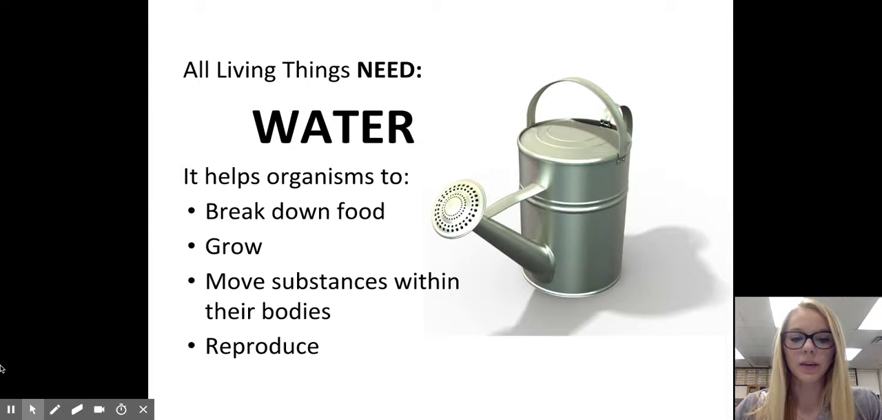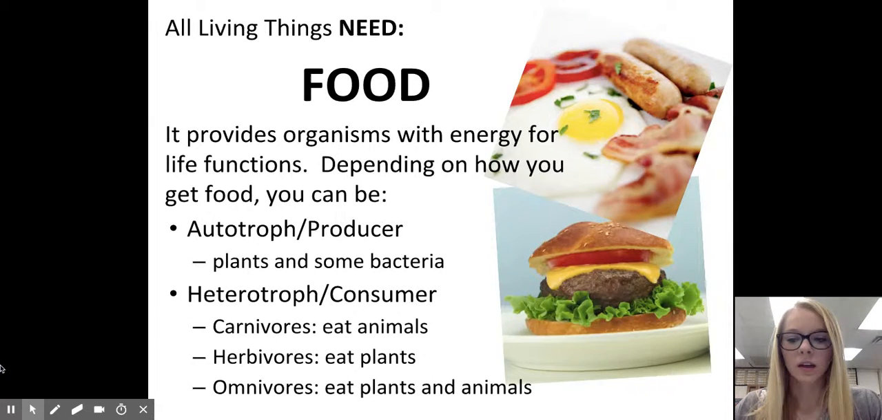Your first keyword is all. All living things need energy, which comes from food. Depending on how an organism gets food, they can be an autotroph, also known as a producer, or a heterotroph, also known as a consumer. Producers make their own foods like plants and bacteria, while consumers have to consume other organisms. Herbivores eat only plants, carnivores eat only animals, and omnivores eat both plants and animals in their diet.